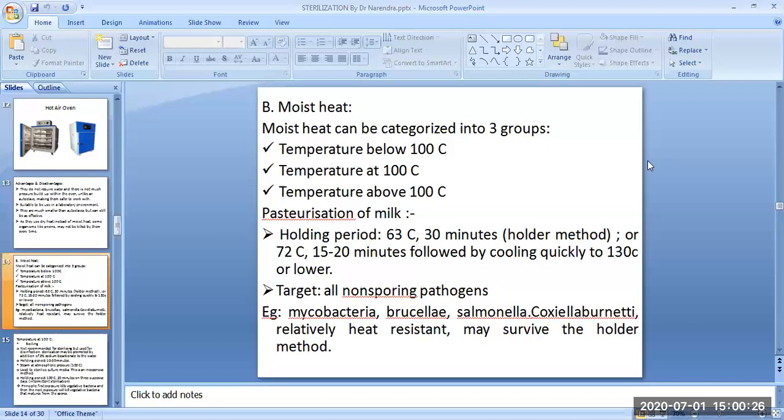Let's begin with moist heat. Moist heat can be categorized into three groups: temperature below 100 degrees, temperature at 100, and temperature above 100 degrees. Pasteurization of milk has a holding period of 30 minutes by the water bath method. It targets all non-sporing pathogens, for example mycobacteria, brucella, and salmonella, which are relatively heat resistant and may survive the older method.